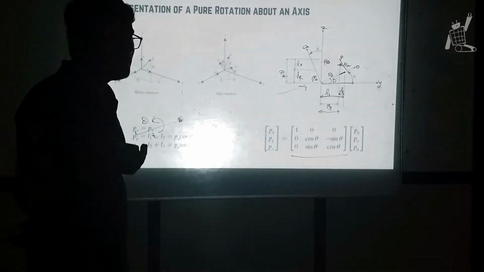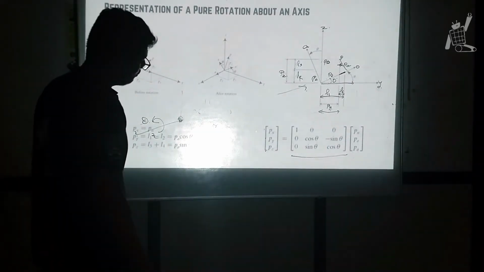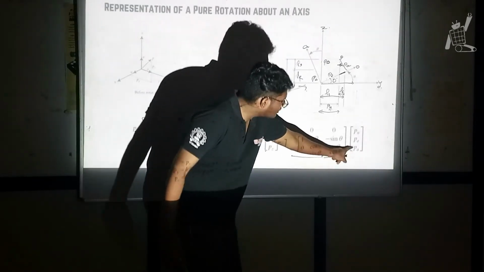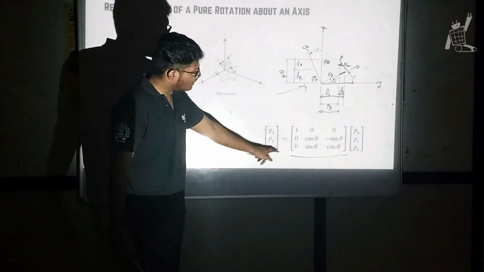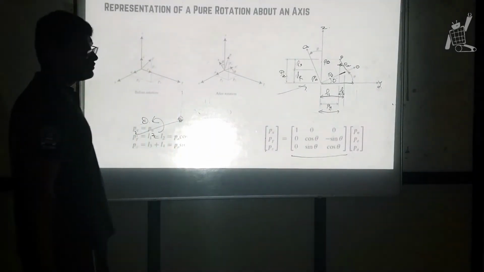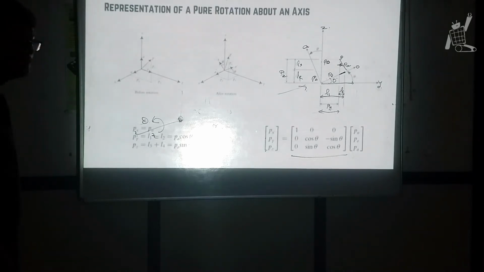In x how much it is, in y how much it is, in z how much it is. We need to know that. So this is the matrix that we need to multiply with the point that is attached to the n-o frame. After the rotation with respect to the x-axis, the new coordinate will be this. You will get px, py, and pz, a 3 by 1 matrix. So that is the point.